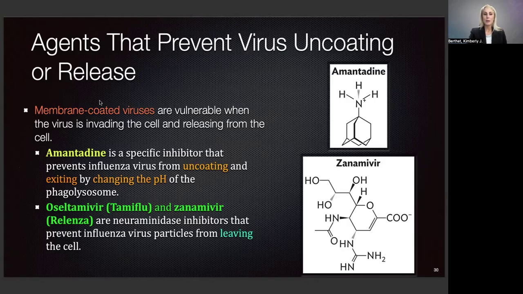Here we see uncoating is another thing. As the virus comes into the cell, we have to remove those outer layers of the virus. This typically happens in the endosome. The endosome changes pH, and this allows the release of the virus. Well, we can alter this process with an antiviral medication that prevents uncoating.